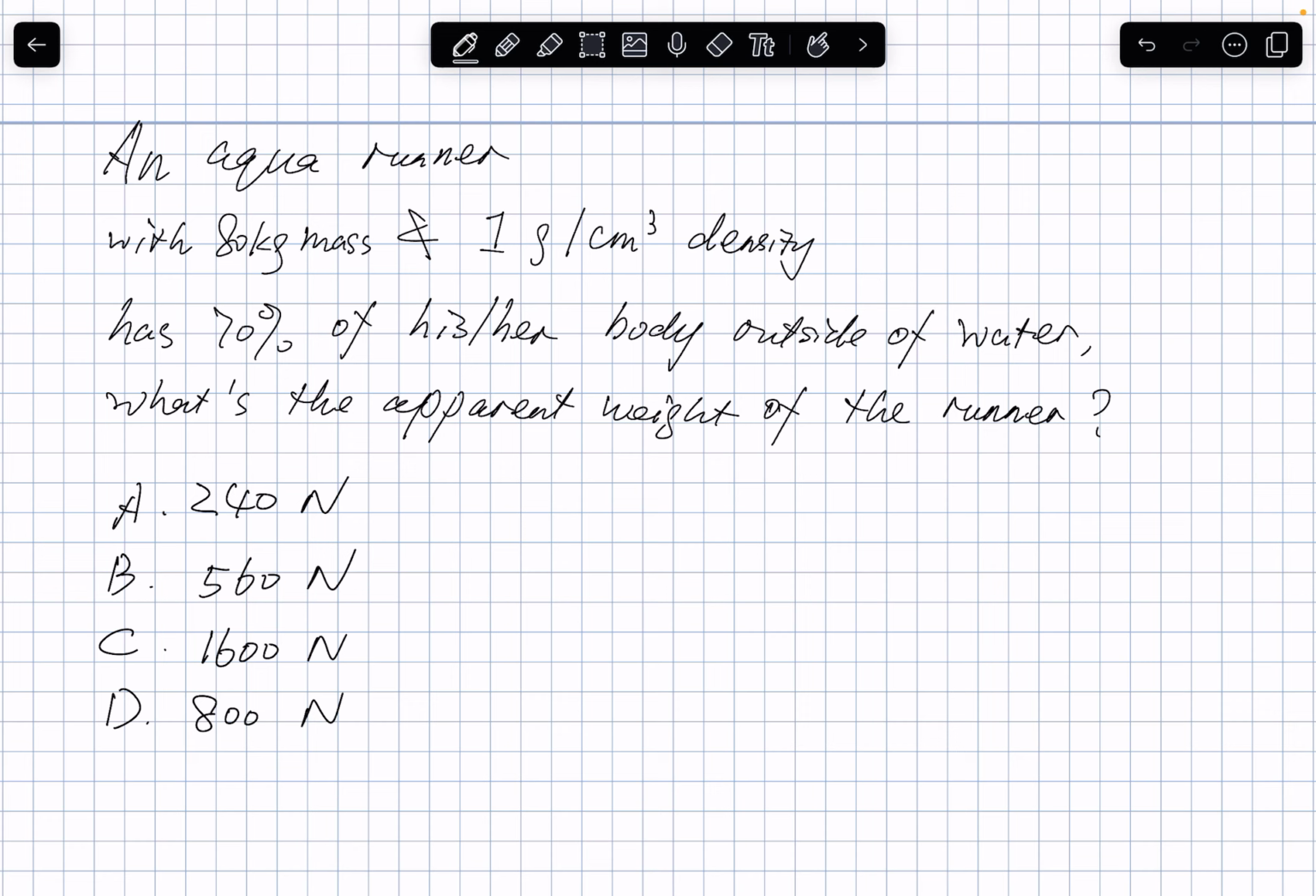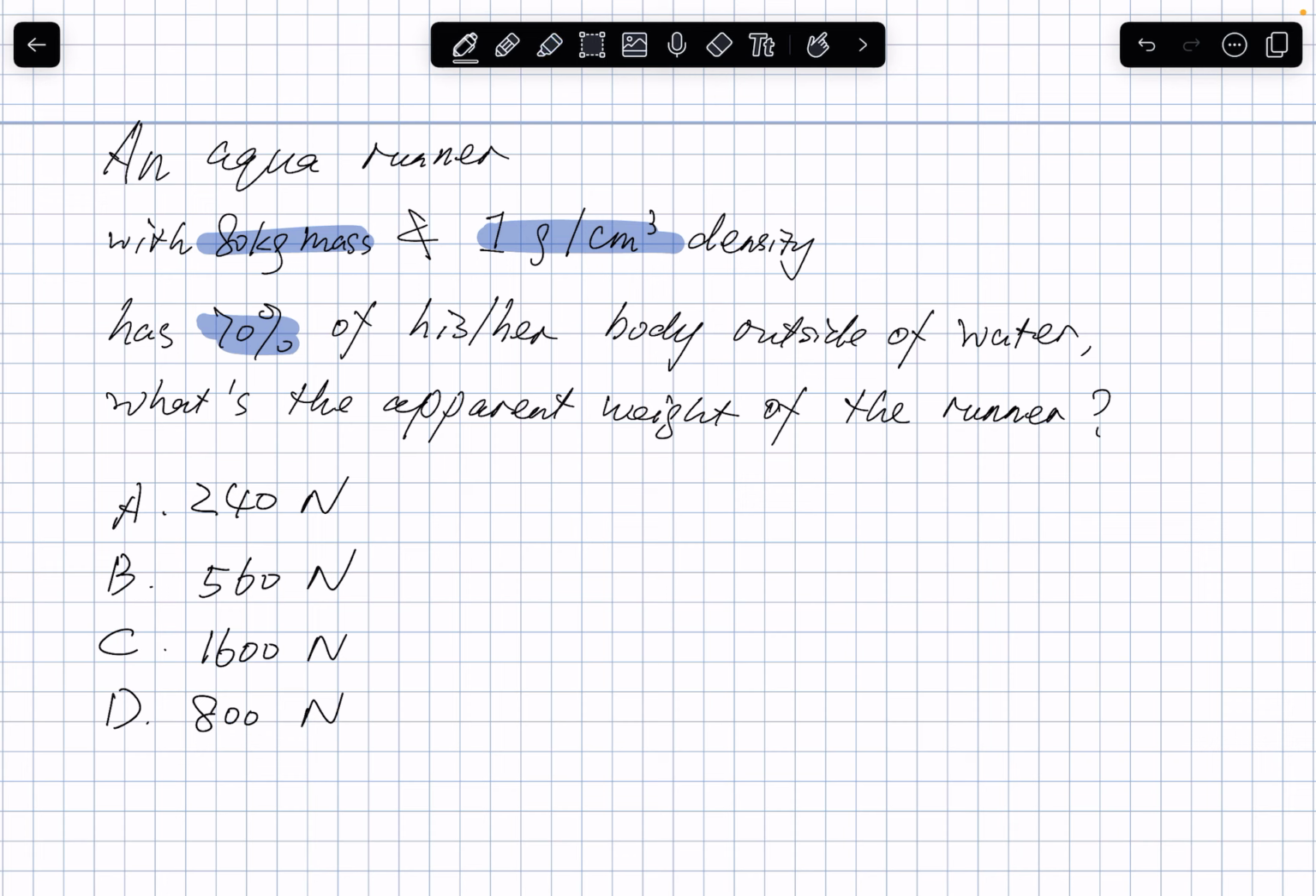Okay, we're gonna dig into this. So basically, this question gives me 3 pieces of information, right? The aqua runner who runs in water or whatever fluids has an 80 kilogram mass, okay? And then the body density of the runner is 1 gram per centimeter cubed. And then 70% of his or her body is outside of the water, meaning that 30% is inside the water, is submerged in water, right? What is the apparent weight of the runner?